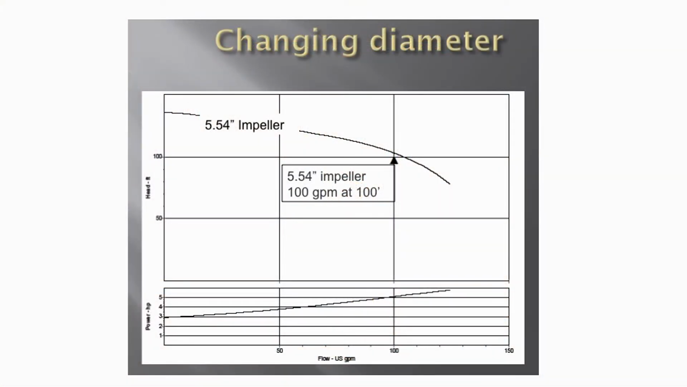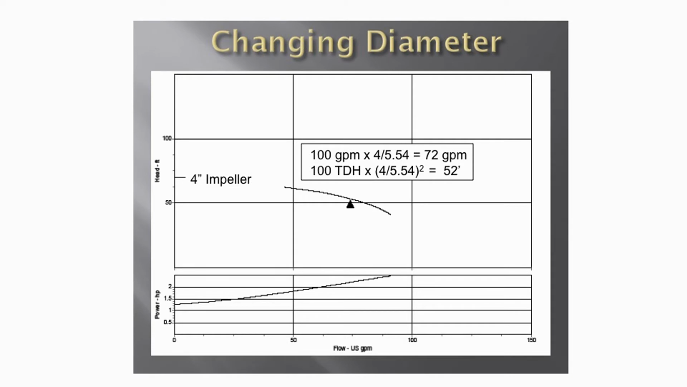You have a pump with a 5.54-inch impeller and want to install a 4-inch impeller. What does the 4-inch impeller curve look like? You pick a point on the 5.54-inch curve, say 100 GPM at 100 foot TDH. You then calculate the 4-inch impeller point by multiplying 100 GPM times the quantity 4 divided by 5.54 equals 72 GPM. And 100 foot TDH times the quantity 4 divided by 5.54 squared equals 52 foot.